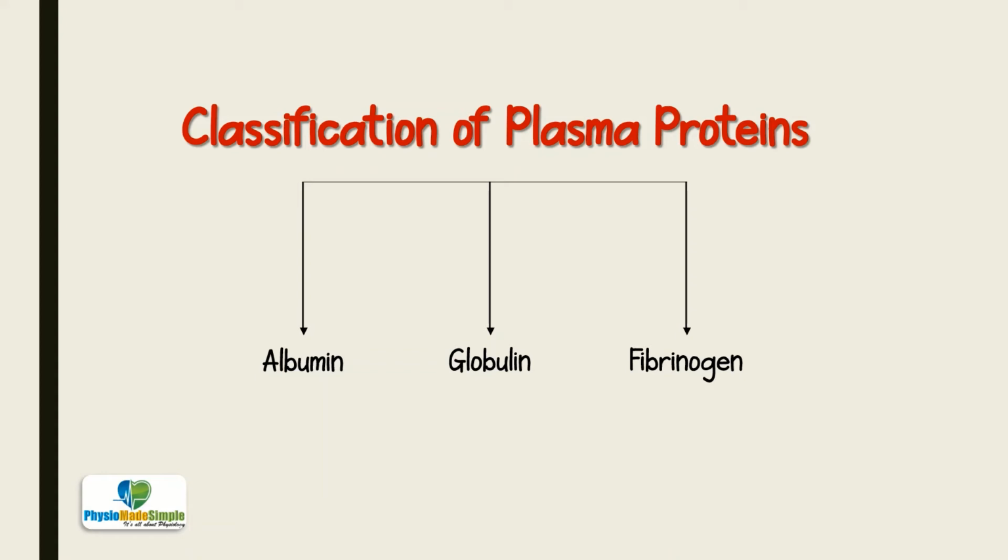And along with that, in some studies or in some textbooks you can see that along with these three plasma proteins, there is one more minor plasma protein, that is prothrombin, which is a clotting factor along with fibrinogen.